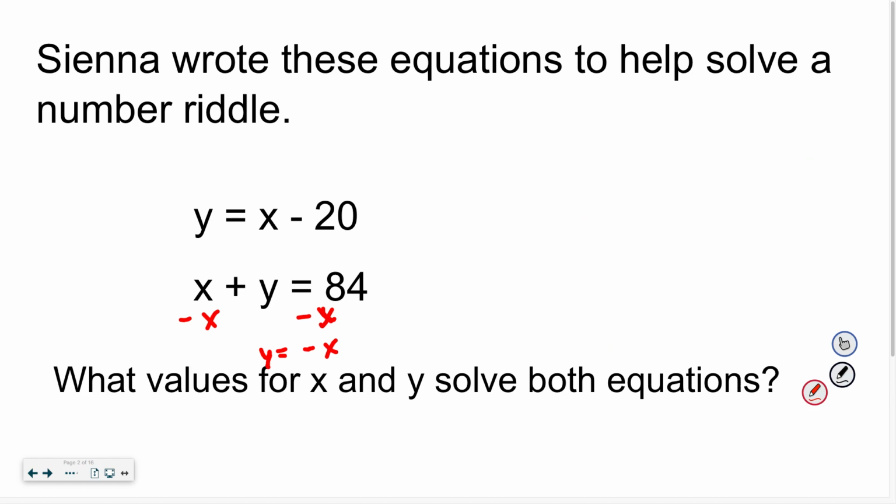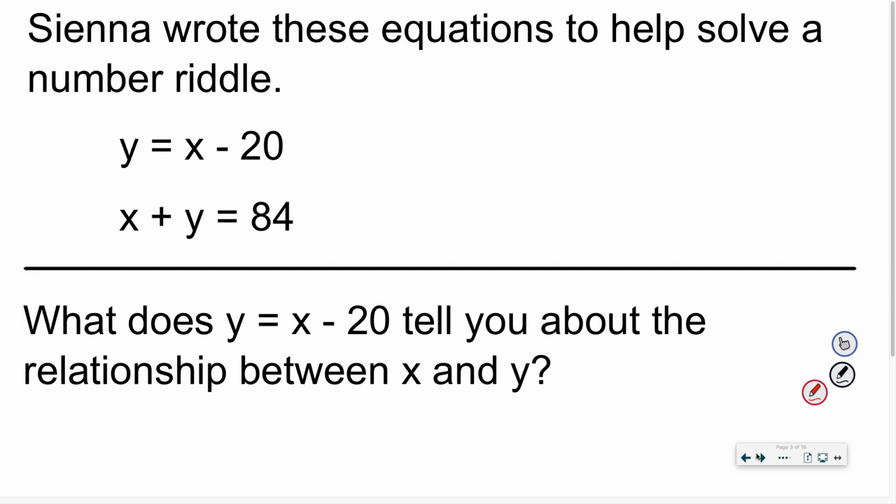You simplify it. And we're going to use this riddle to help us out. So Sienna wrote these two equations to help solve a riddle. We have y equals x minus 20 and x plus y equals 84. We are trying to find the value for x and the value for y that work for both equations. There's only one x and one y that work for both, and we want to find it. What does this equation mean in terms of y and x? What do we know about y and what do we know about x based on just that top equation?